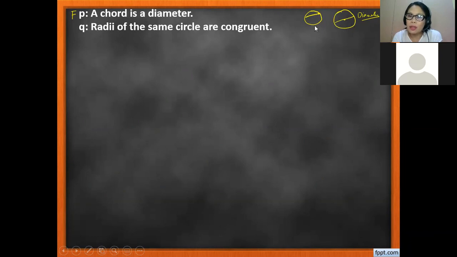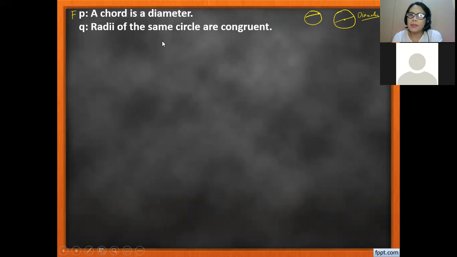The difference is that this chord will either pass through the center or will not pass through the center. So meaning a diameter is the longest chord. So a diameter is a chord, but not necessarily a chord is a diameter. So this is a false statement.